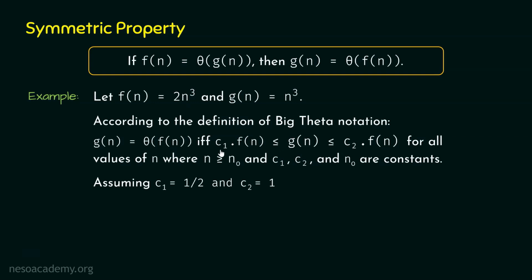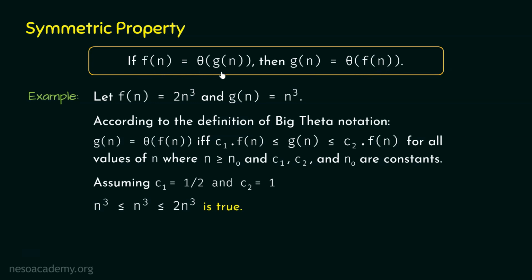So now if we replace C1 by 1 by 2, Fn by 2n cube, Gn by n cube, and C2 by 1, we will get n cube less than or equal to n cube less than or equal to 2n cube. This inequality is true because n cube is less than 2n cube and n cube is equal to n cube. Therefore, this inequality is true. And we can also observe that Gn is acting as both the upper bound and lower bound of Fn. Therefore, Gn is also theta of Fn, and hence we can say the symmetric property is satisfied.